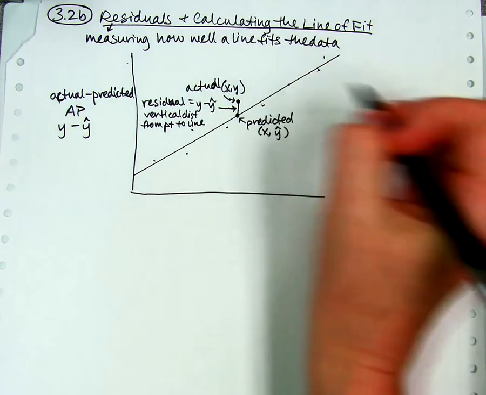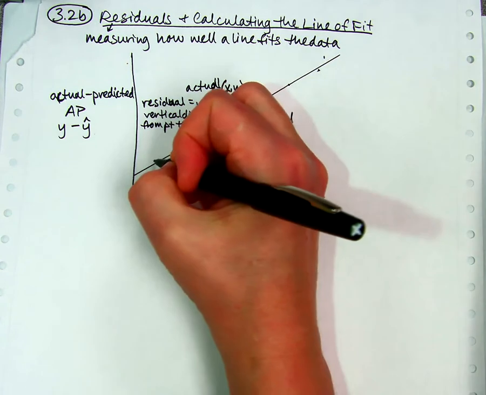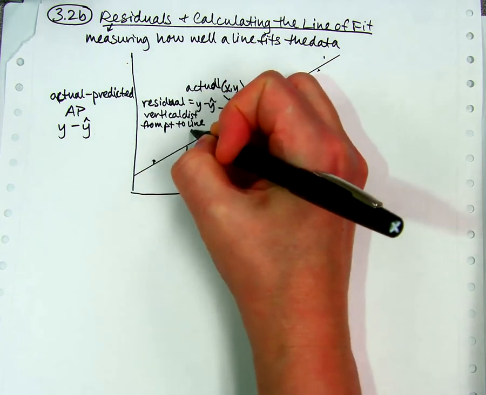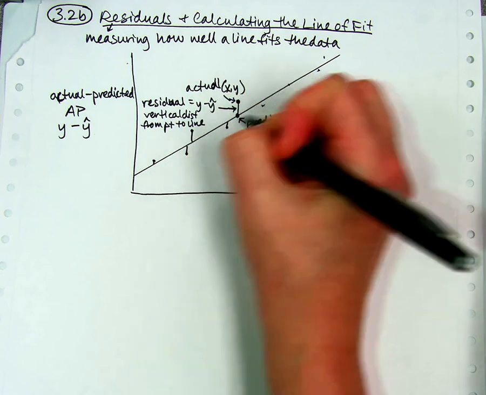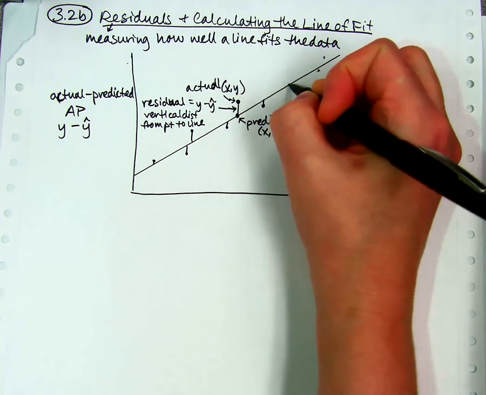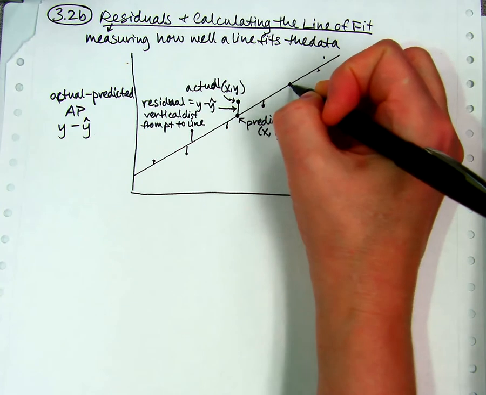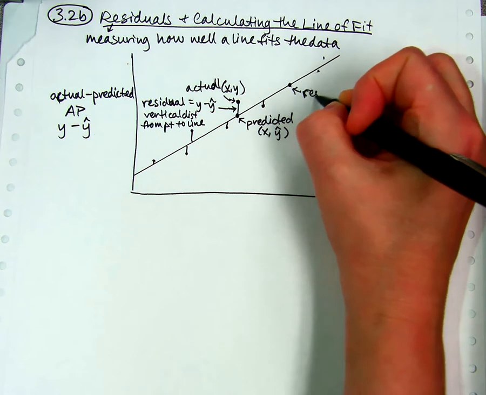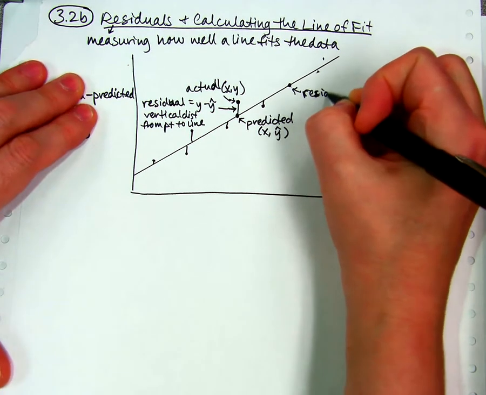So if you look at these points, each one of them has a residual, and I'm going to draw a whole lot of little vertical lines like this. You'll notice that if the point is on the line like this one, actual minus predicted is just 0, so this has a residual of 0. If you don't have any points on the line, go ahead and create one so you can label it.